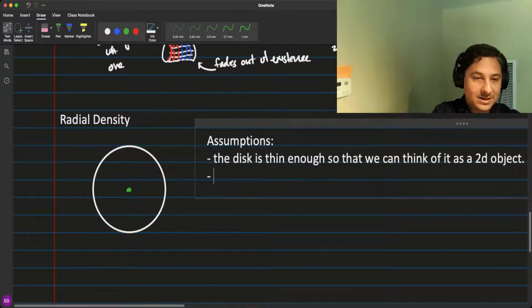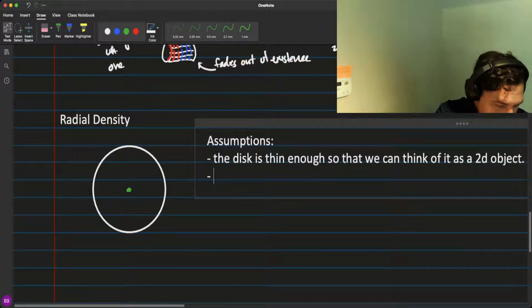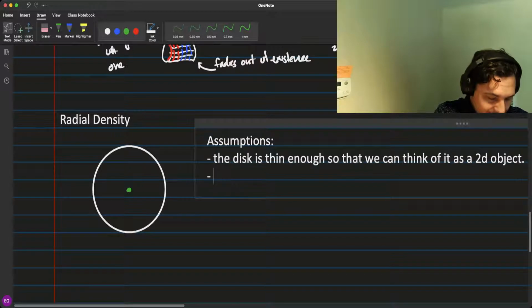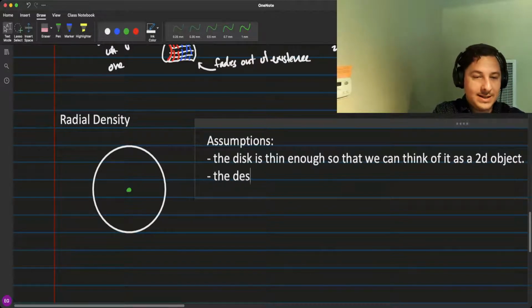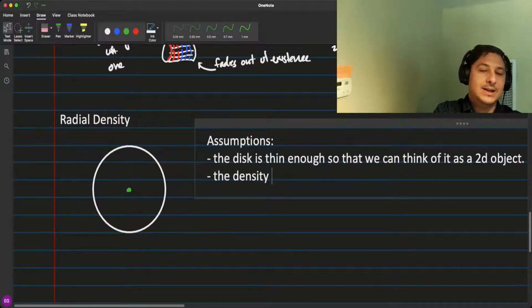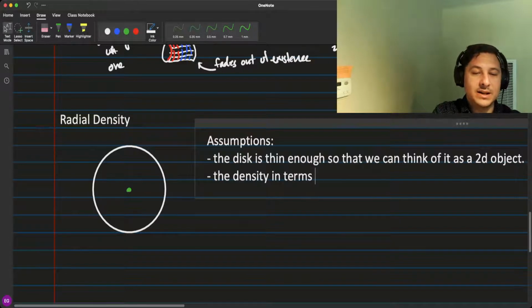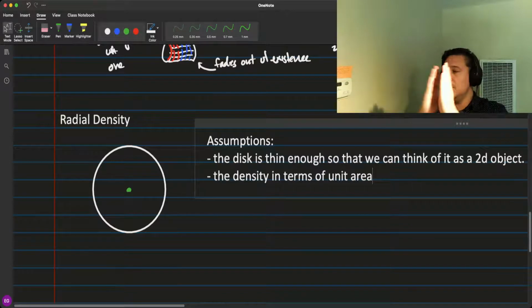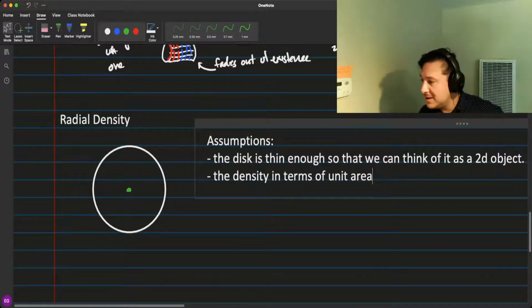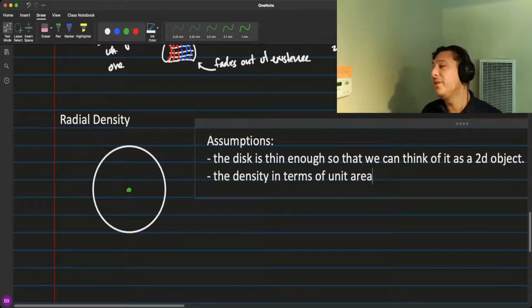Next assumption. The density is in terms of unit area. So previously, the density only depended upon the x value. Well, actually, this is the cool thing.